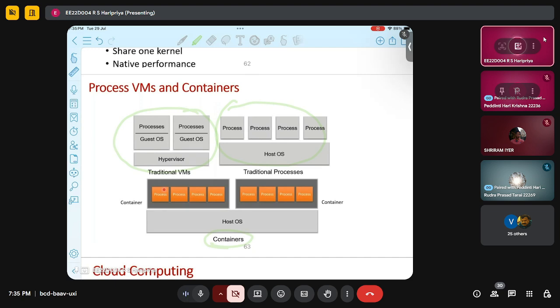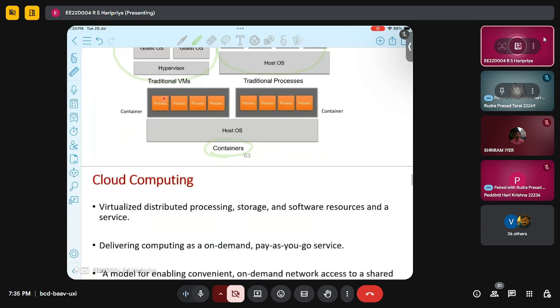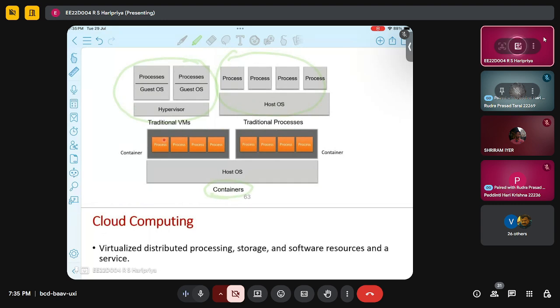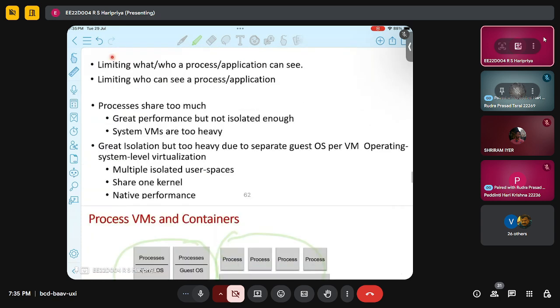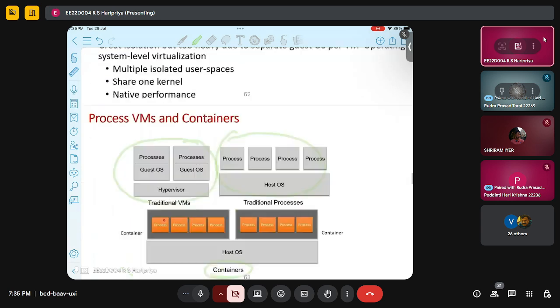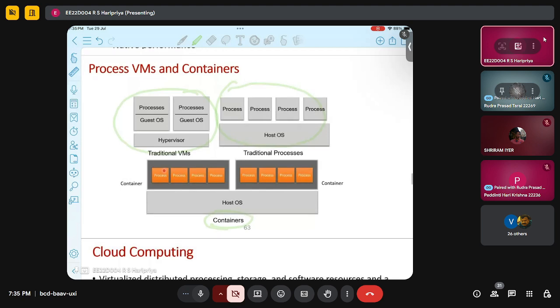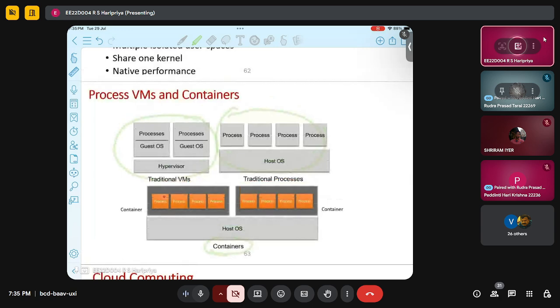And this container concept was from 2008, from when the Linux operating system started using namespaces, because processes share namespaces. So if you contain the process in terms of namespaces and control groups.